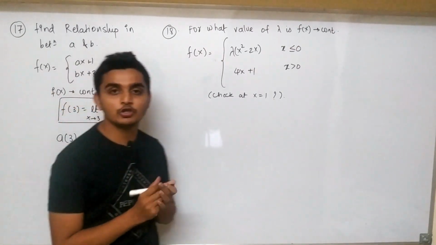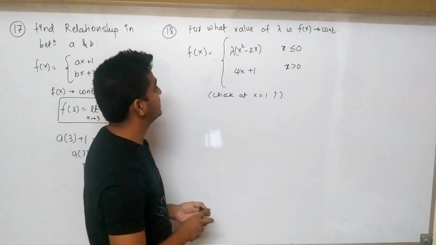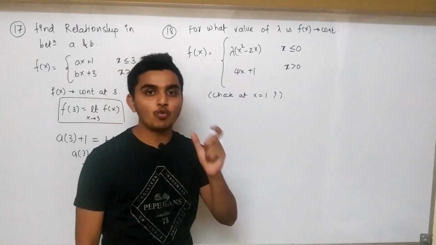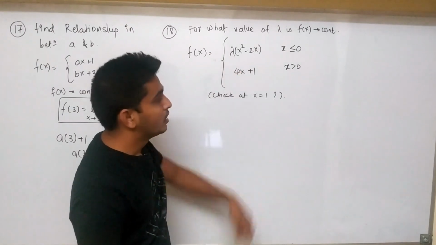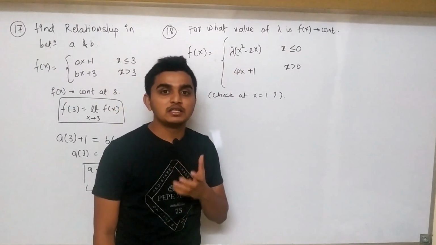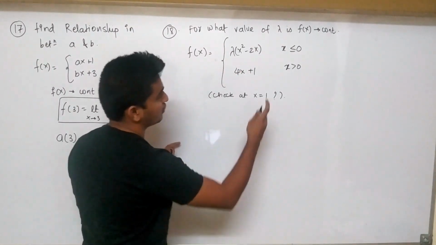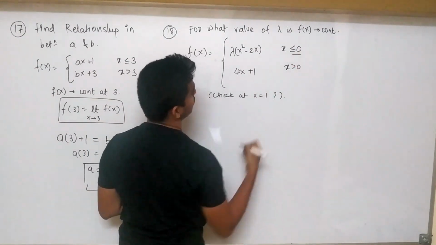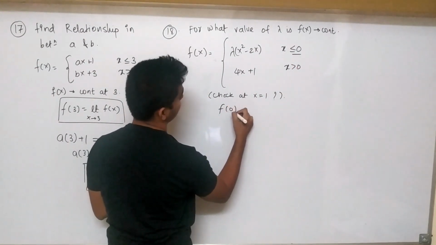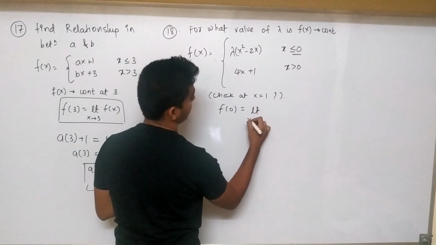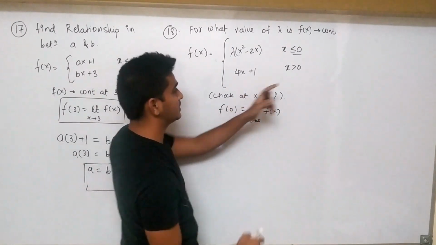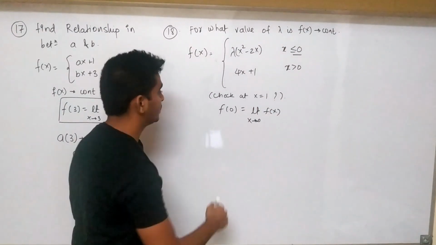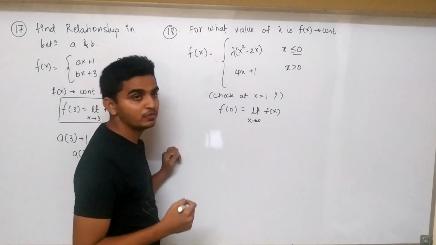Now we'll look at the 18th problem, which is also easy. It says: for what value of lambda is the function continuous? In order for the function to be continuous at 0, we need f of 0 equals the limit as x tends to 0 of f of x, right? f of x is over here, since x is not equal to 0. So what will be f of 0? First we need to find that out.